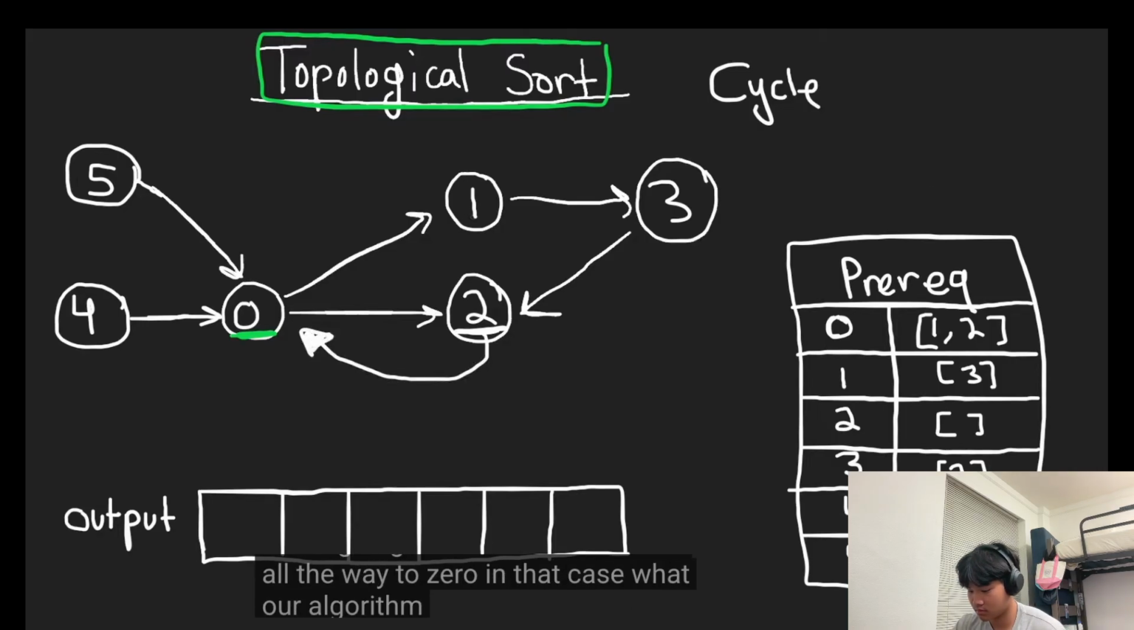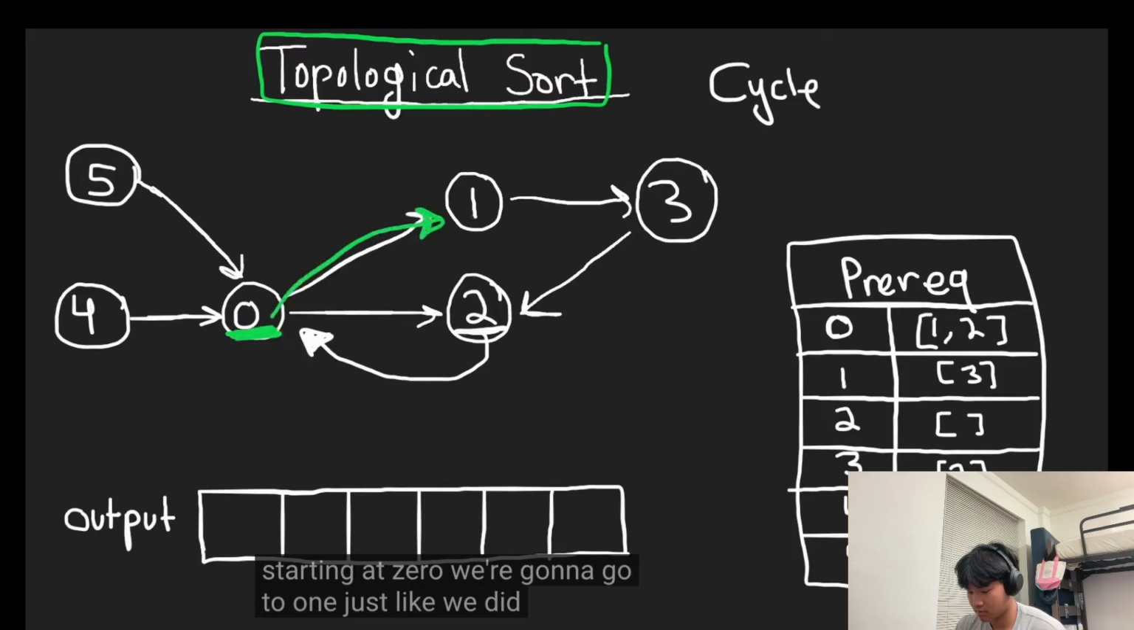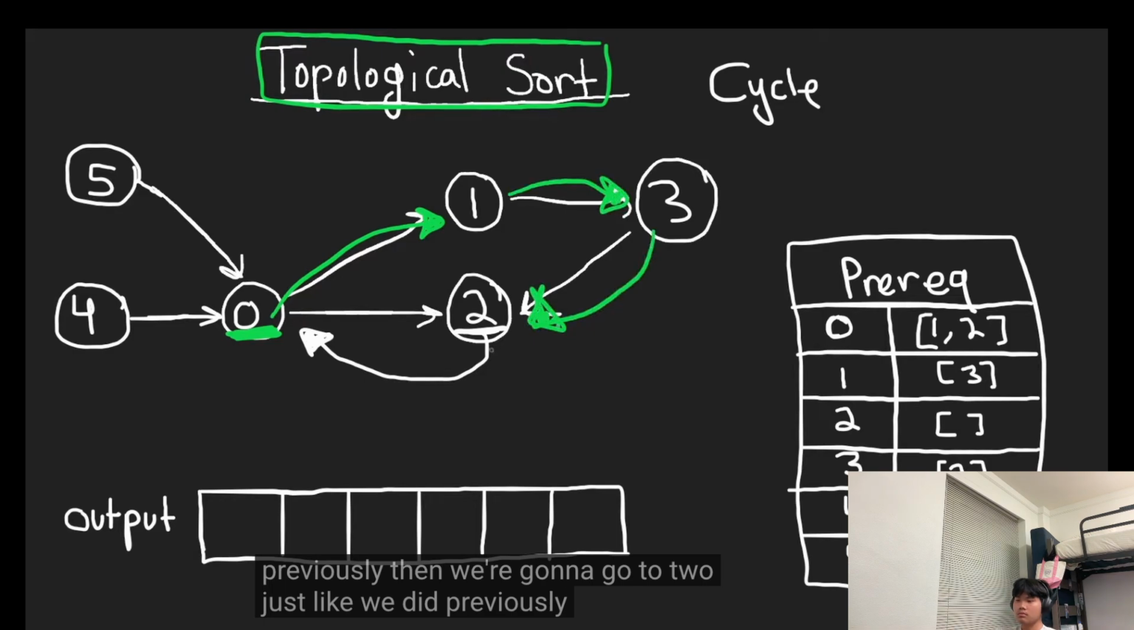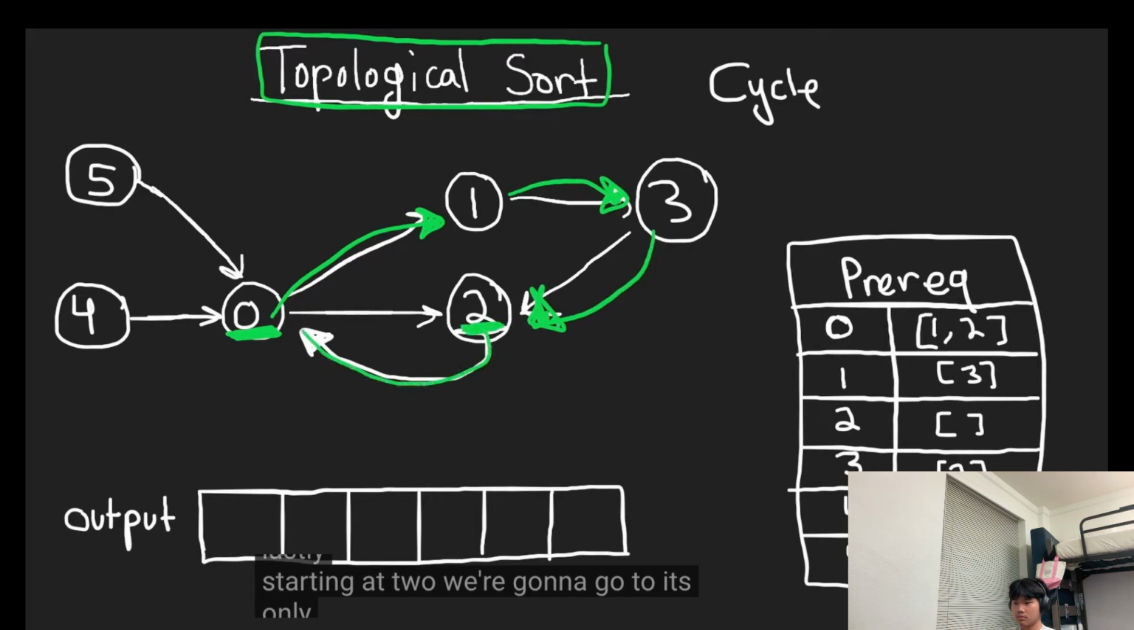In that case, what our algorithm would do is, okay, we're starting at 0, we're going to go to 1 just like we did previously, then we're going to go to 3 just like we did previously, then we're going to go to 2 just like we did previously, and then lastly, starting at 2, we're going to go to its only outgoing edge, which is at 0.